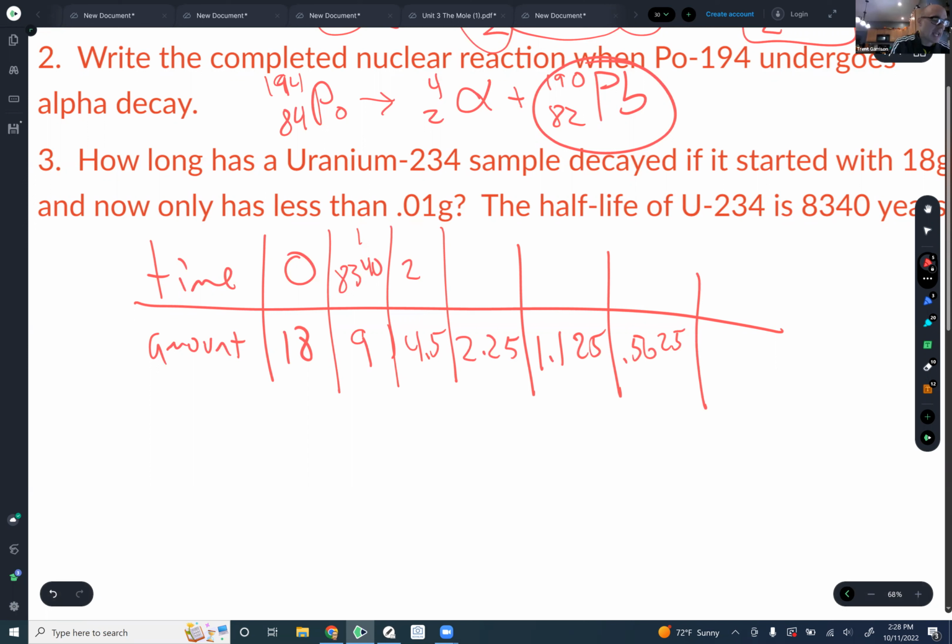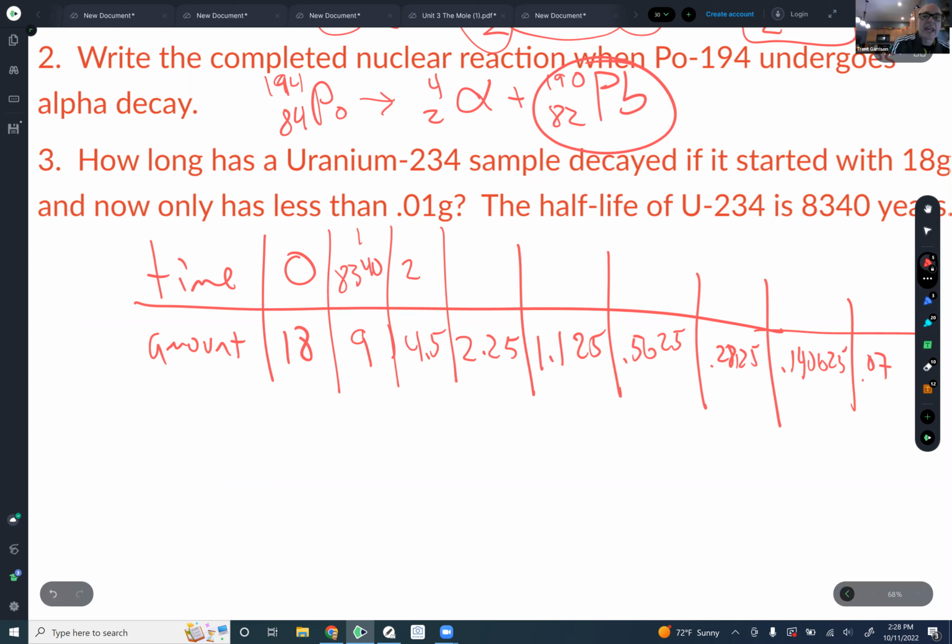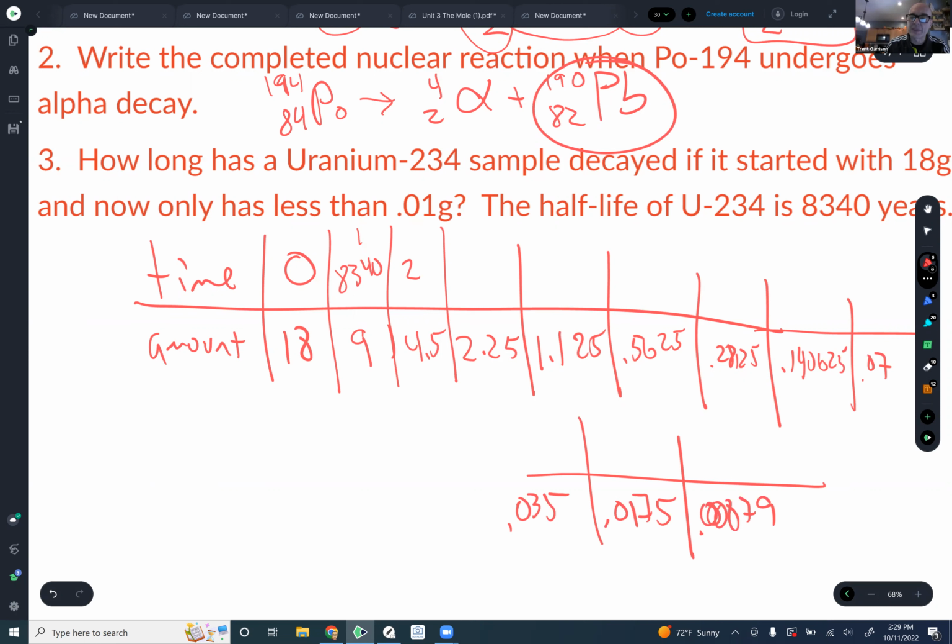0.5625, divide that in half. You get 0.28125, divide it in half, and you get 0.140625. Oh my goodness, we're almost there. 0.07, you divide it in half, and it has less than 0.01. Well, we're still not there. Geez. 0.035 divided by 2, still not less than. So we're going to have to do it one more time. And there it is, 0.00879 before we finally get below.